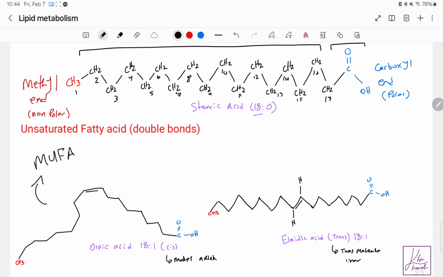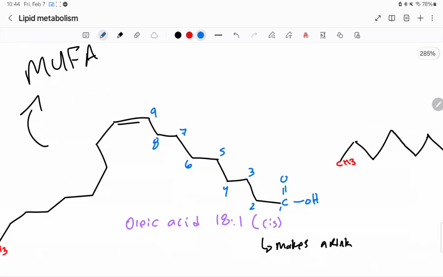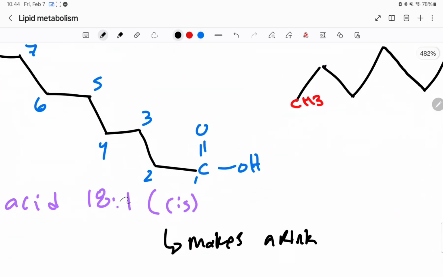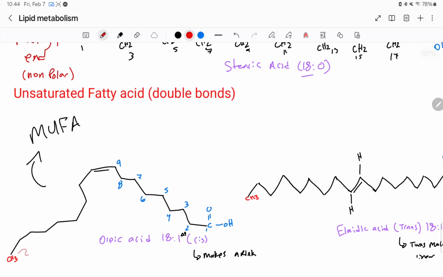Okay, and you know what? Actually, we can do it together very quickly. So if we start from the carboxyl end, we count 1, 2, 3, 4, 5, 6, 7, 8, 9 carbons. Okay, that's the first and last double bond. We stop there. So this one is 18:1 delta 9. Easy.